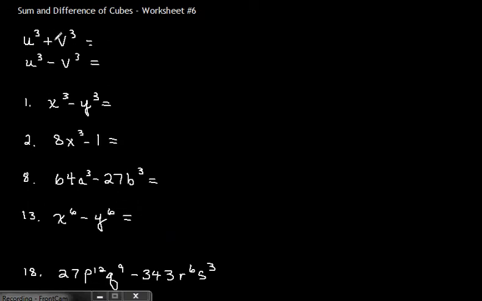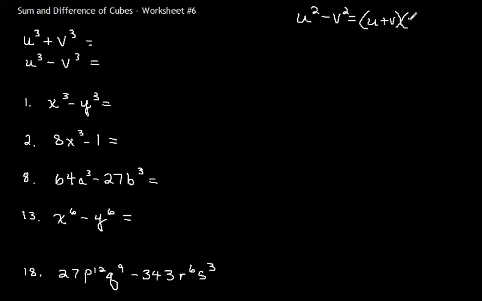This is the sum of two perfect cubes, because u times u times u gives you u cubed. V times v times v gives you v cubed. This is a sum, this is a difference, so that would be the sum of two cubes, the difference of two cubes. If we had a difference of two squares, like u squared minus v squared, remember there's kind of a formula for that. You would say u plus v, u minus v.